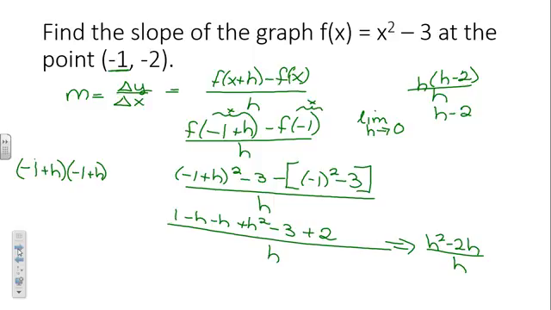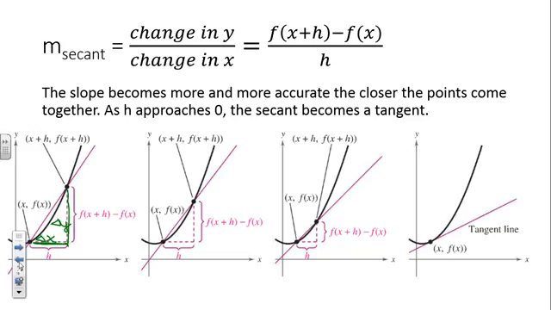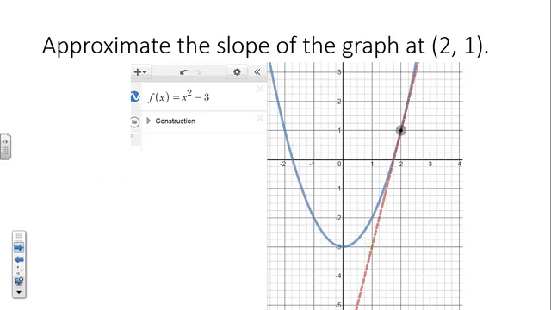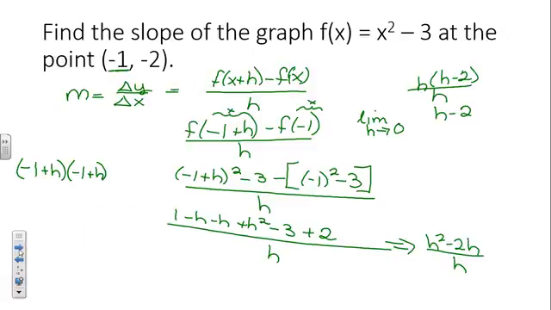Okay, because we want to make that gap between the h's to be nothing. Why 0? Because we want to make this gap become tiny to where it doesn't exist anymore. Okay, so it's always going to be 0. So our slope is negative 2. Because when we take the limit as h goes to 0 of h minus 2, we make h 0, and our answer becomes negative 2.